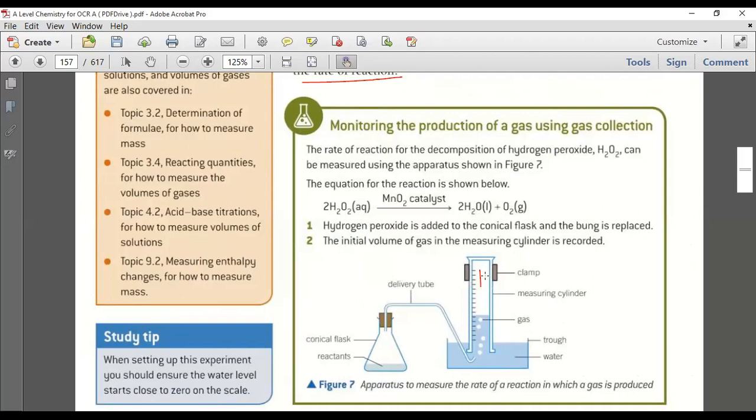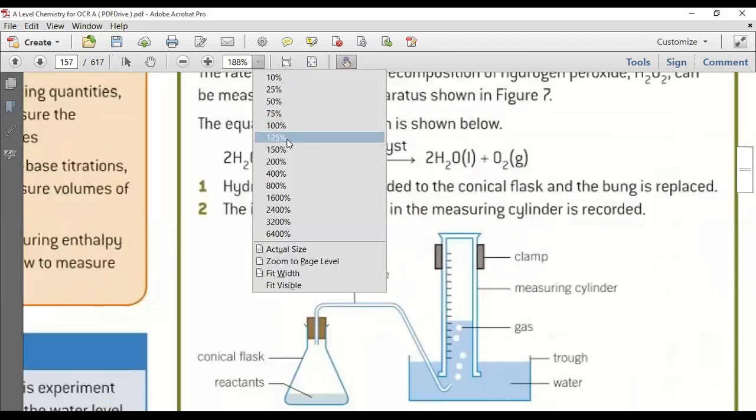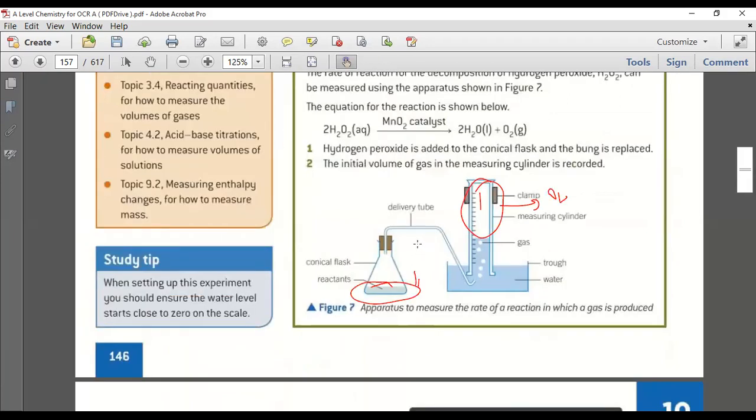This is a chemical reaction in which H2O2, that is hydrogen peroxide, reacts in the presence of MnO2. It gives you water and O2. So this is the oxygen gas collected. The rate of decomposition of hydrogen peroxide can be measured by using the apparatus in figure 7. As the amount of O2 is formed, we can measure whether the reaction is complete or not. The amount of hydrogen peroxide will decrease and the amount of oxygen will increase. So with the help of the increment of oxygen gas and the decrement of hydrogen peroxide, we can determine the completion of the reaction.